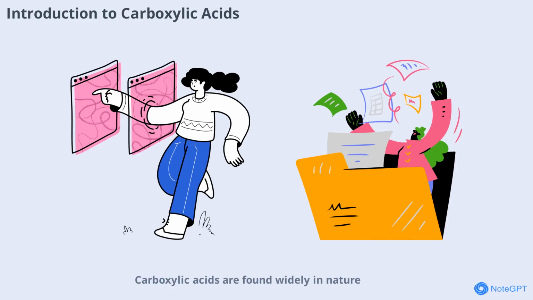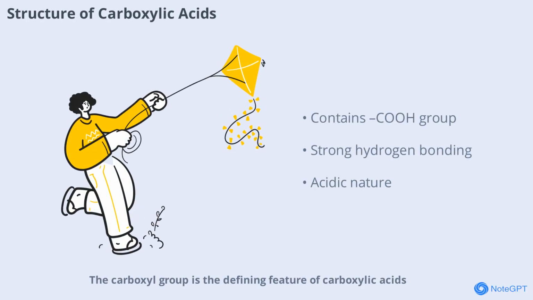Carboxylic acids are found widely in nature, from the citric acid in fruits to the fatty acids in our bodies. Their acidic properties and reactivity make them essential in both biological and industrial processes. The carboxyl group is the defining feature of carboxylic acids. It combines a carbonyl group, C=O, and a hydroxyl group, OH, on the same carbon atom.